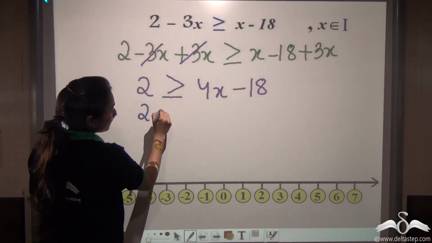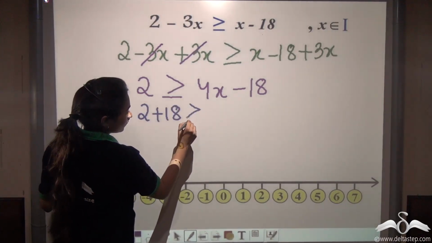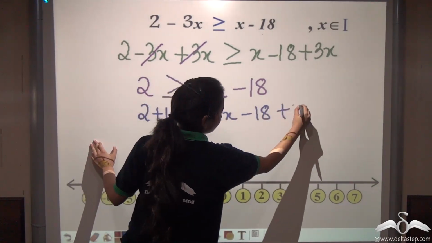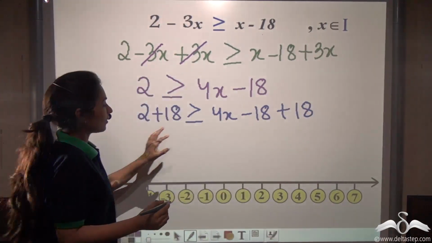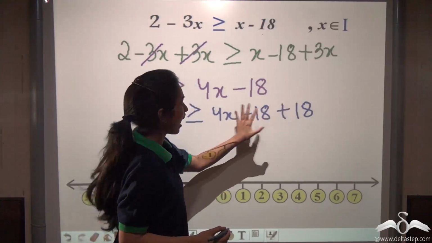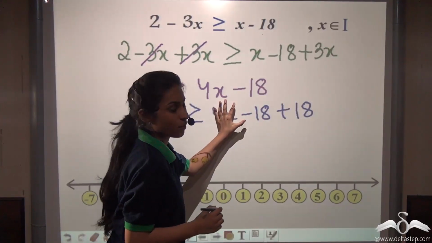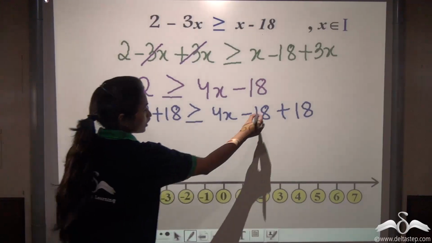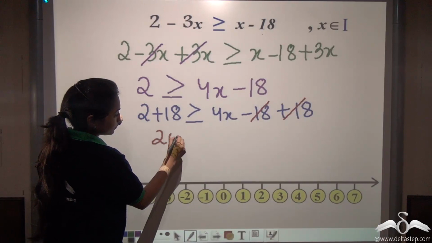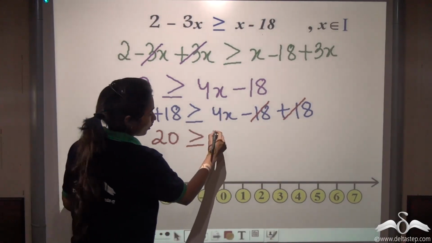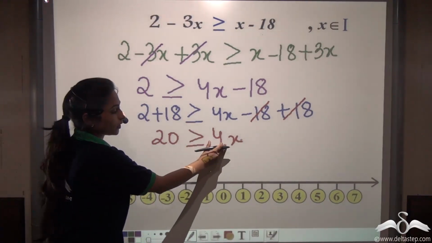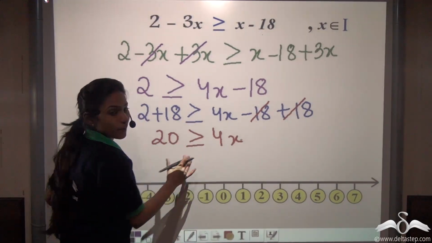So 2 plus 18 is greater than or equal to 4x minus 18 plus 18. What have I done? I have added 18 in both the places so that I can remove minus 18 from here and isolate x as much as possible. So this gets cancelled. What are we left with? 2 plus 18, that is 20, is greater than or equal to 4x. Now isolate x and make the coefficient 1. What do we need to do? Divide both the sides by 4.